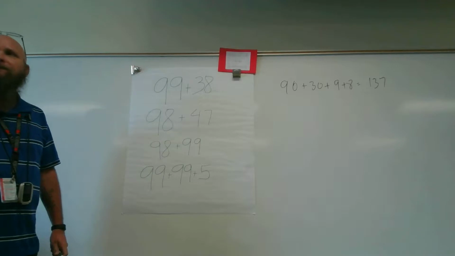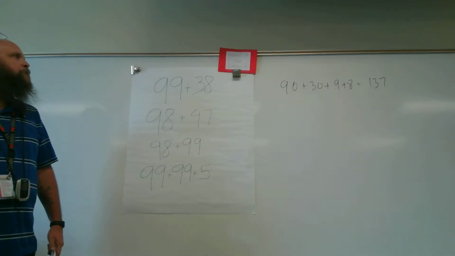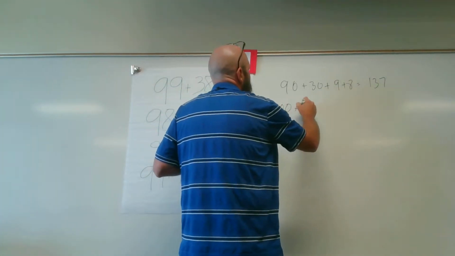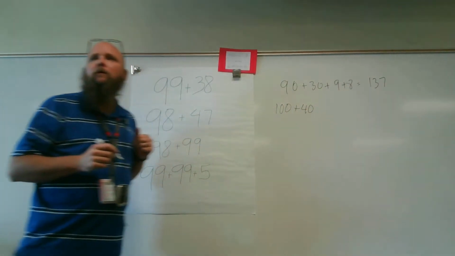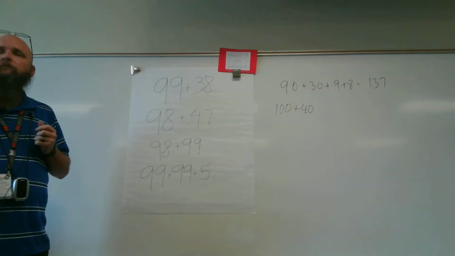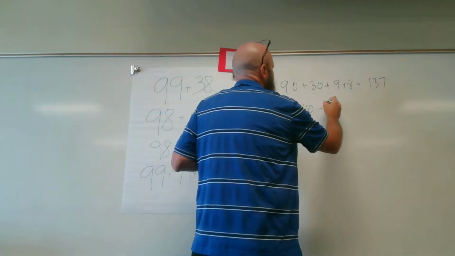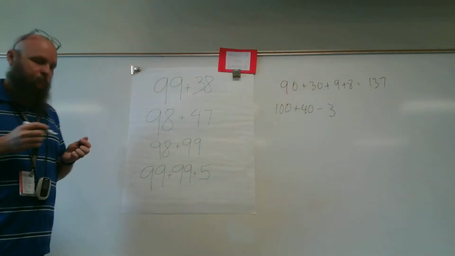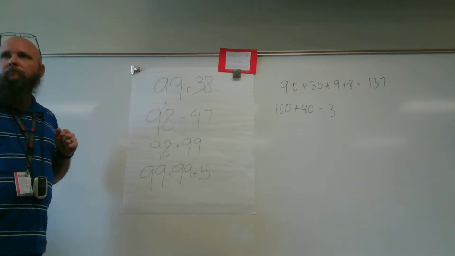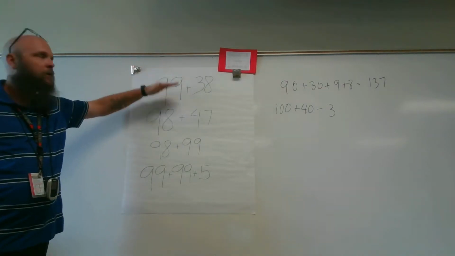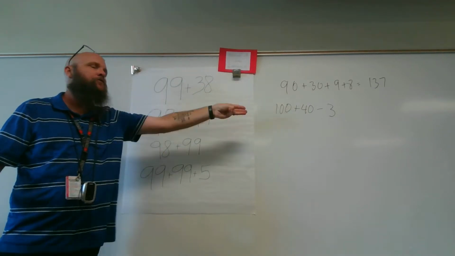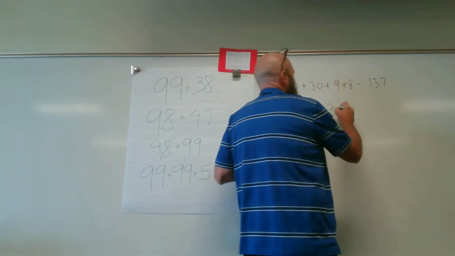Victoria. What I did was round it to the nearest 10, which was 100 plus 40, and then I did minus 3. Okay. So you did 100 plus 40, subtract 3. Where did the 3 come from? From what I added up. What you rounded up with, right? Yeah. Okay. So she added 1 to this, added 2 to that. So she needed to take those 3 away, and she got the same thing, 137.